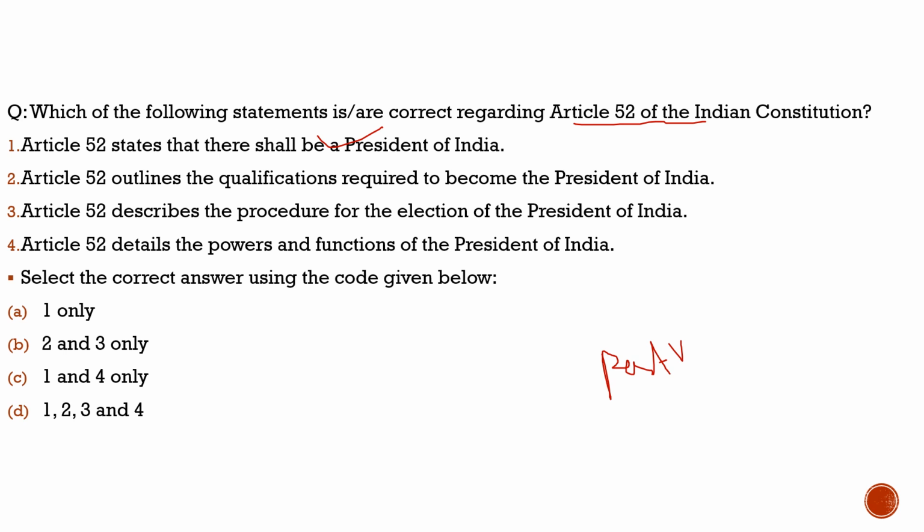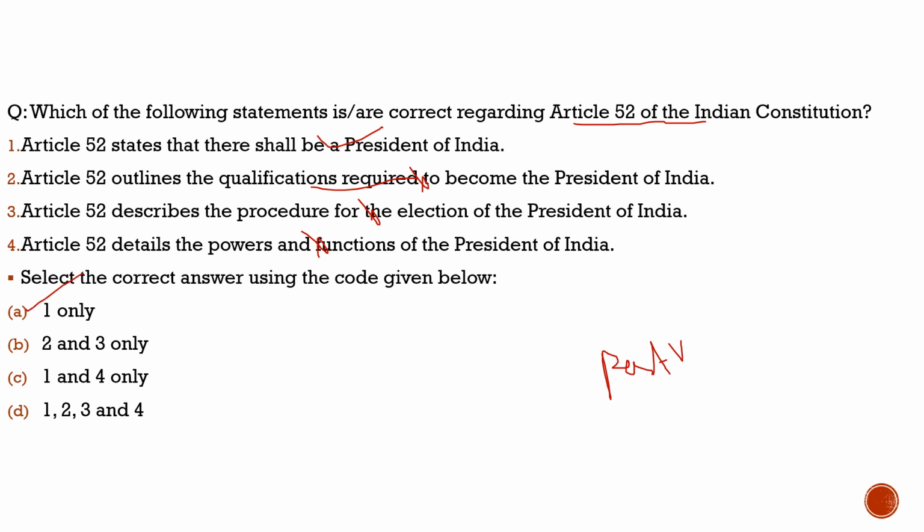Second option, Article 52 outlines the qualification requirements. No, incorrect. Article 52 describes the procedure for the election. No. Article 52 details the powers and functions of the President. No. So with respect to this question, the correct statement is statement 1, that is, Article 52 states that there shall be a President of India, and from the code given below, the correct code is option A.